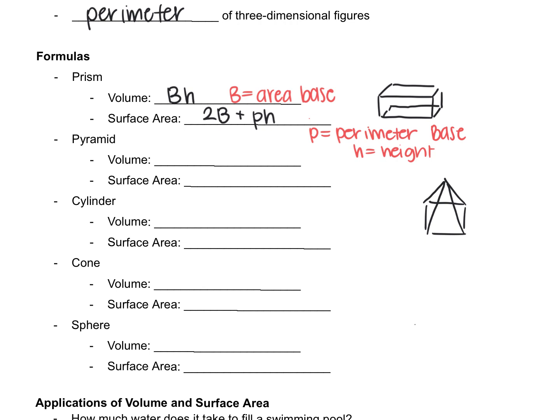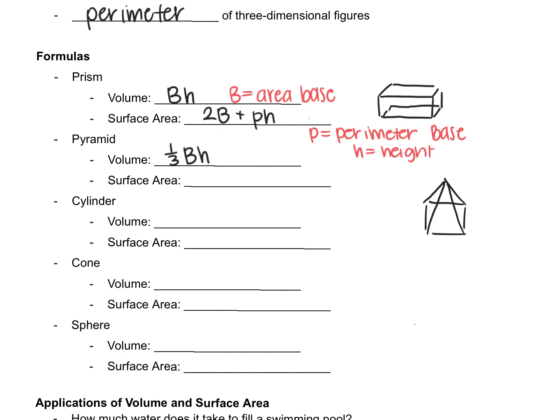So for the volume of a pyramid, what we have to do is 1/3 and then the area of the base times the height. So very, very similar formula to a prism. B and H mean the exact same thing they did in a prism.